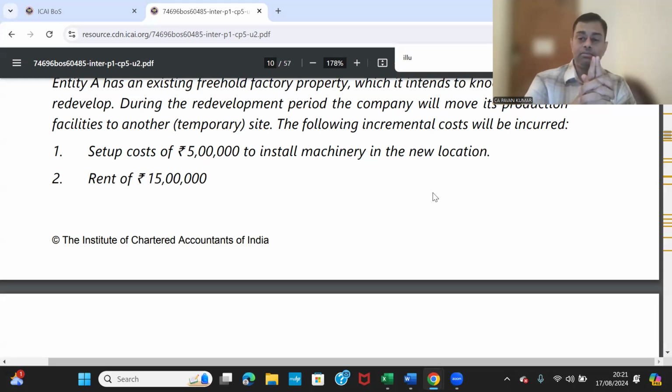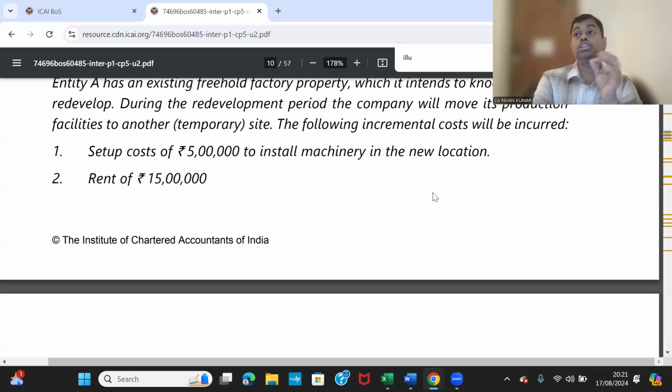Now, see, for example, put it this way. I have a factory in Delhi. I have a factory in Chennai. From my Delhi plant to Chennai plant, I am moving a machine. The machine was purchased 5 years ago. So my own machine from Delhi to Chennai, I am bringing it. Do you think this transportation cost, setup cost in Chennai, removal cost in Delhi, everything can be capitalized? No way. You cannot.